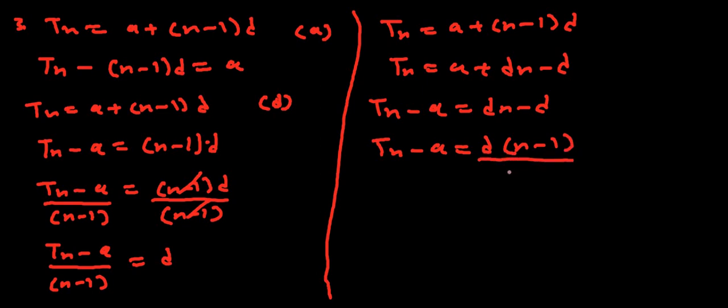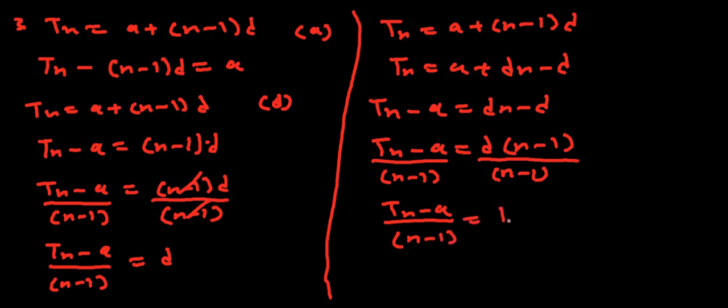Then again, you divide both sides by n minus 1. Therefore, (Tn minus a) over (n minus 1) will be equal to d. Then d is our subject of the formula.